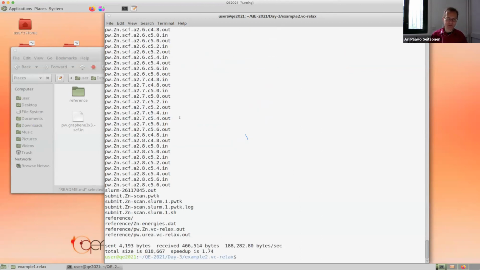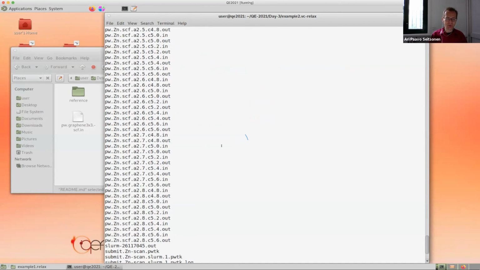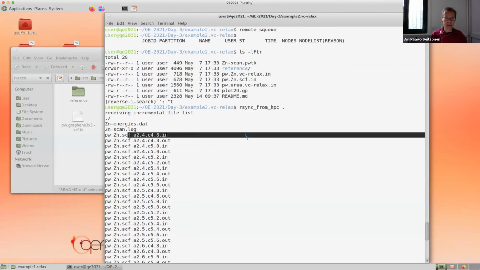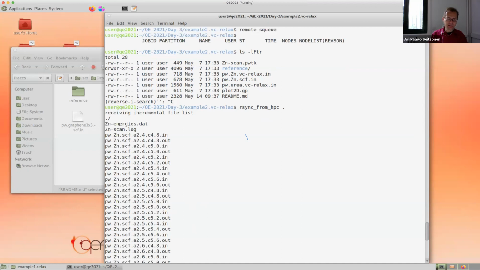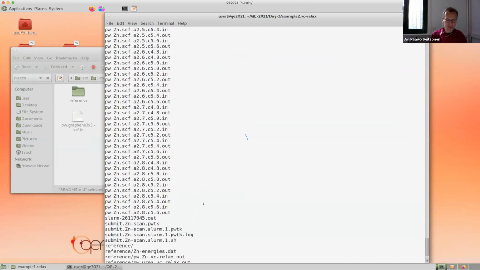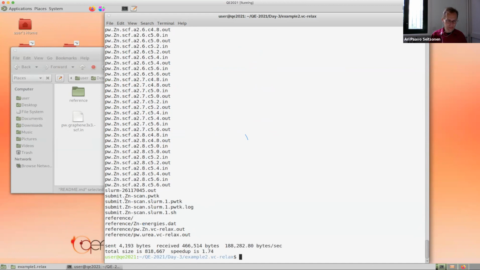Indeed, we get lots of output files. For each combination of the A and C, we get the input and output file. So there are many output files. And you see already the energies, actually, they have been collected in one of the files. That's also done on the cluster at the end of this job automatically. And the submission scripts, there's the output from the queuing system, but we are not going to look at those.